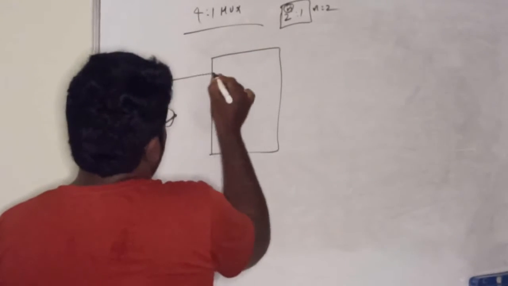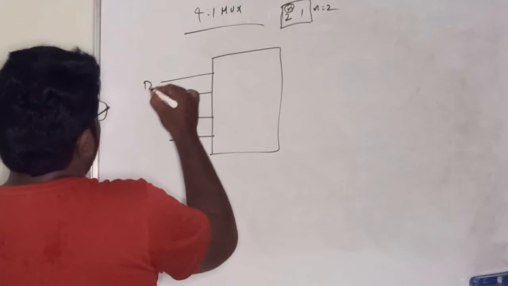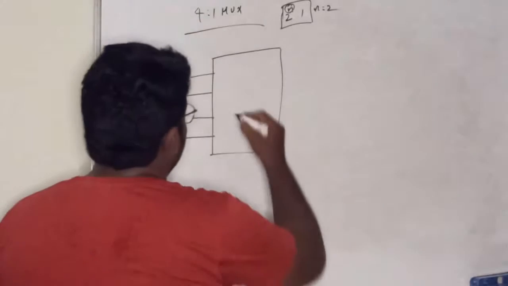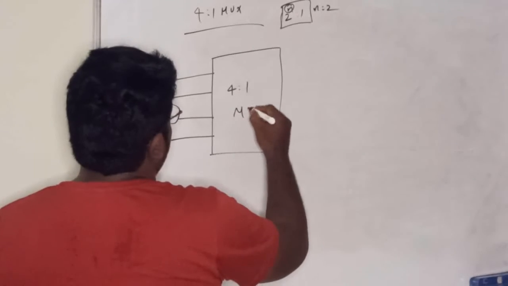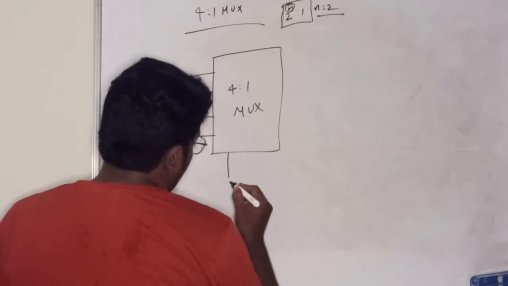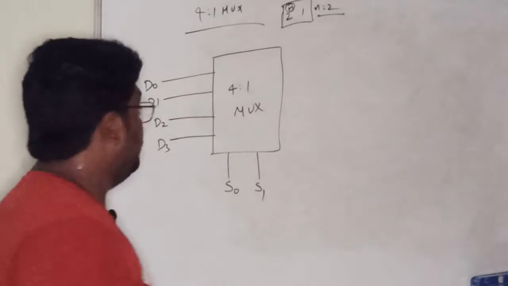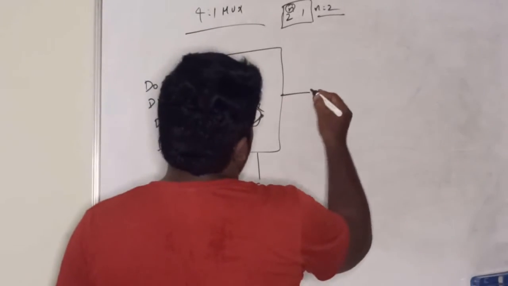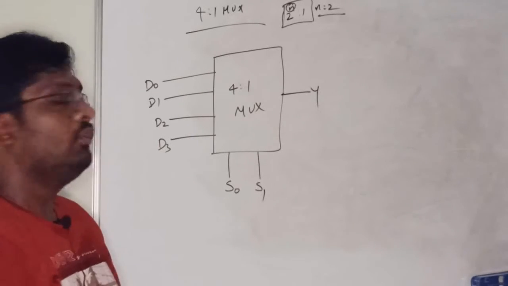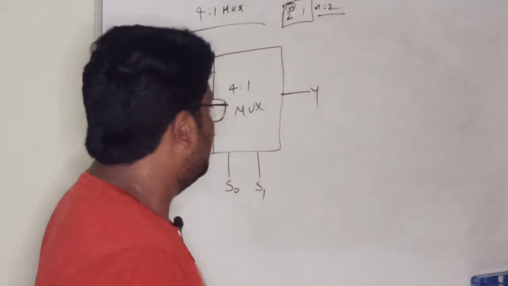It has 4 data inputs D0, D1, D2 and D3. This is the 4 by 1 mux, so n is equal to 2. Here we have two select lines S0 and S1 and a single output Y. So this is the block diagram for the 4 by 1 mux. From this block diagram, let us see the truth table.